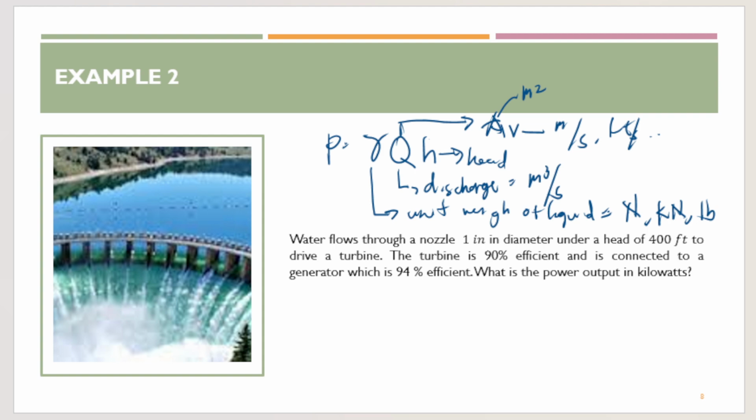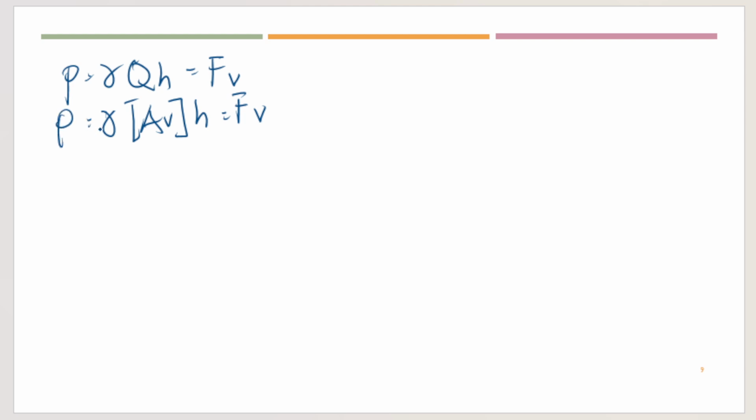To solve that, just like I said, we take P equal to gamma QH. This gamma QH is also equal to force times velocity. Isn't that our power? And that power, just like I've said, is gamma, Q is area times velocity, times height, equal to F times V. This is also the power.